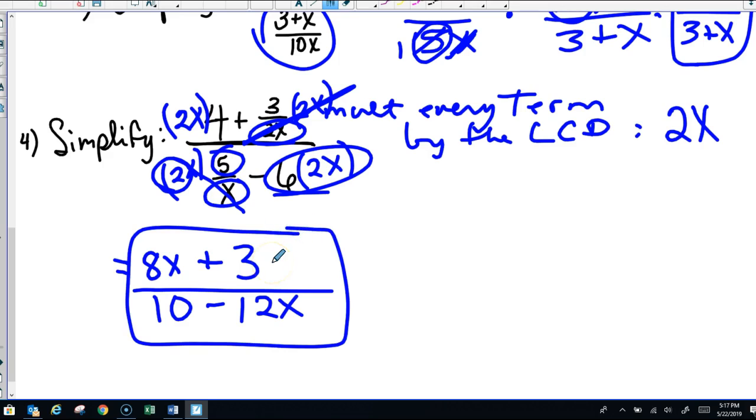Again, I cannot do something like canceling between the 3 and the 12. I can't say 3 goes into 3 once, 3 goes into 12, because of the plus and the minus sign there. 3 is not a factor of that whole expression. 3 is not a factor of this whole expression. We can only cancel out common factors.